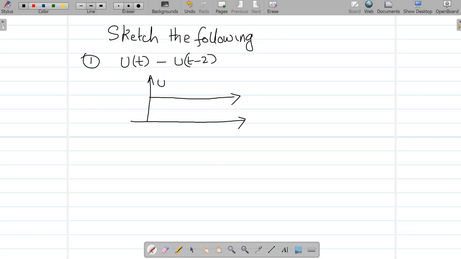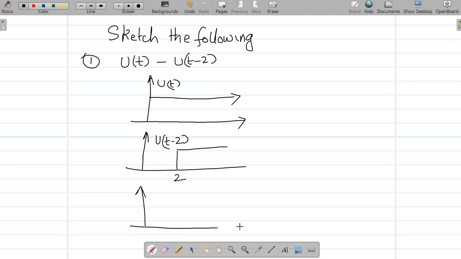This is u of t, and let us try to sketch u of t minus 2. Okay, we have t here, so it has been forward shifted, it has been delayed. So this is u of t minus 2. If we take the difference of these two, I'll end up having the signal like this, and its amplitude is 1. Now this one is u of t minus u of t minus 2.